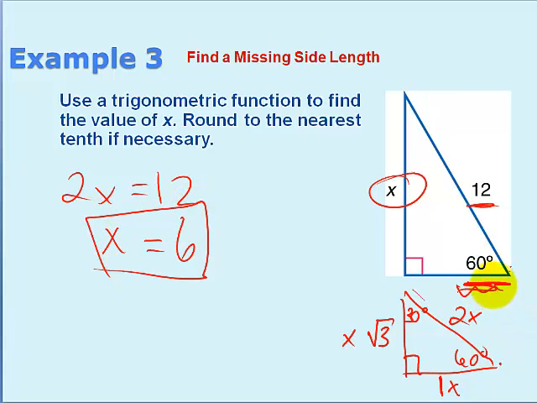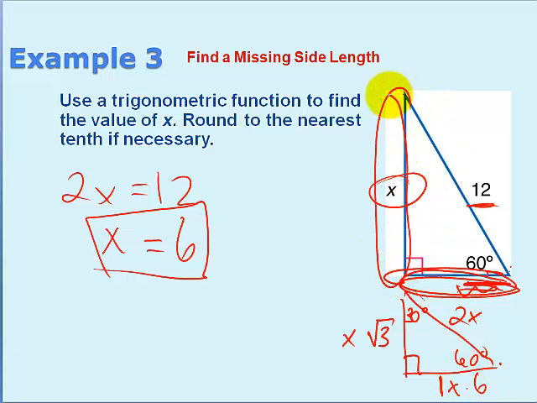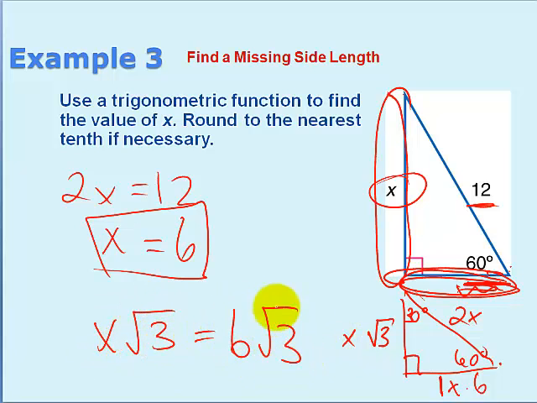So if I want to find the length of the adjacent side, that would just be 6. But I'm really looking for this length, and this length here is really x times root 3. So my answer is 6 root 3.